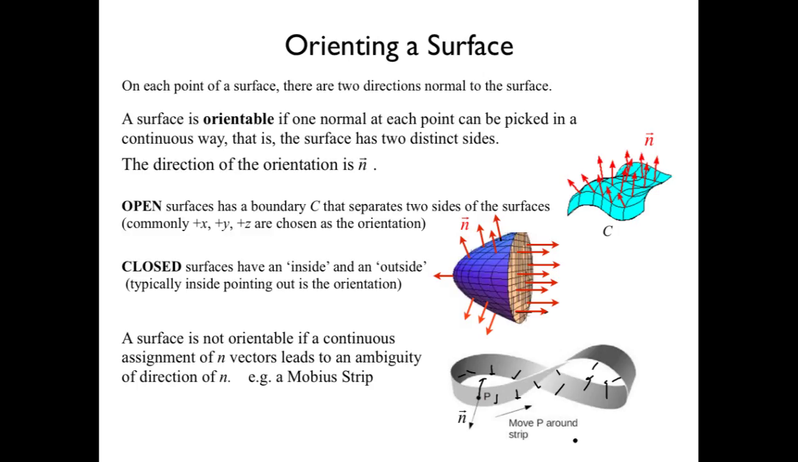So I started with my orientation at P, and I continuously assigned these n vectors. When I got back to point P, it was not pointing in the same direction, it's pointing the opposite direction. So a Mobius strip only has one side. Do you see that? It doesn't have two distinct sides. So you can't assign n vectors continuously without leading to an ambiguity, right? So a Mobius strip is an example of a non-orientable surface.